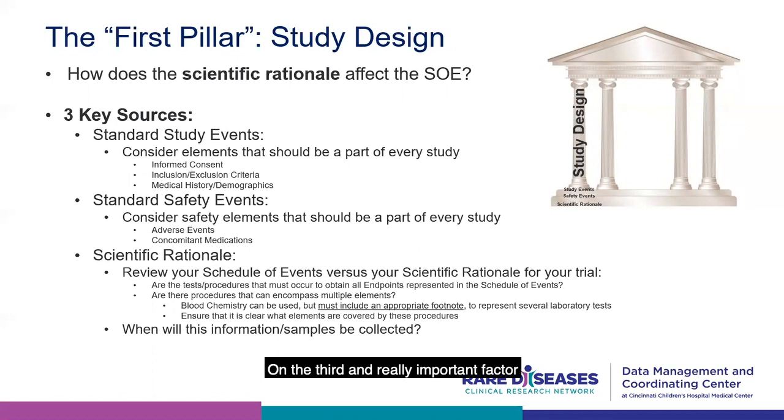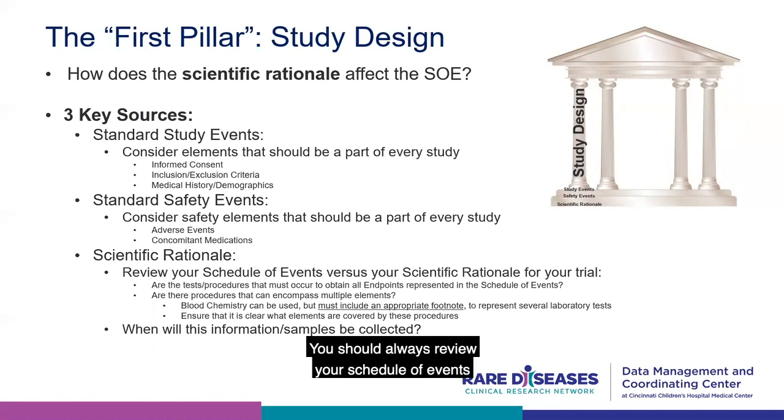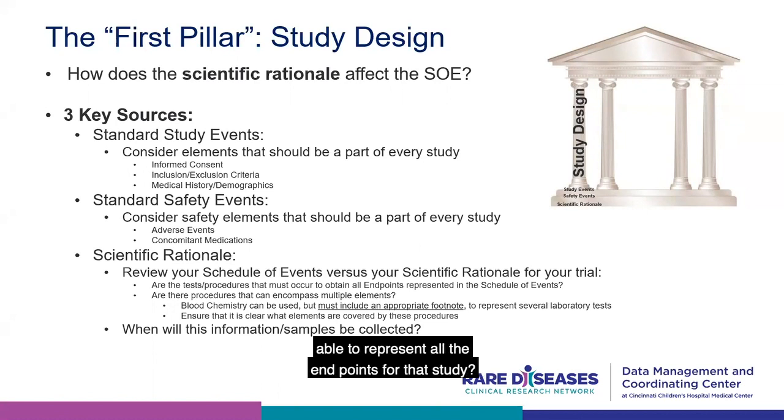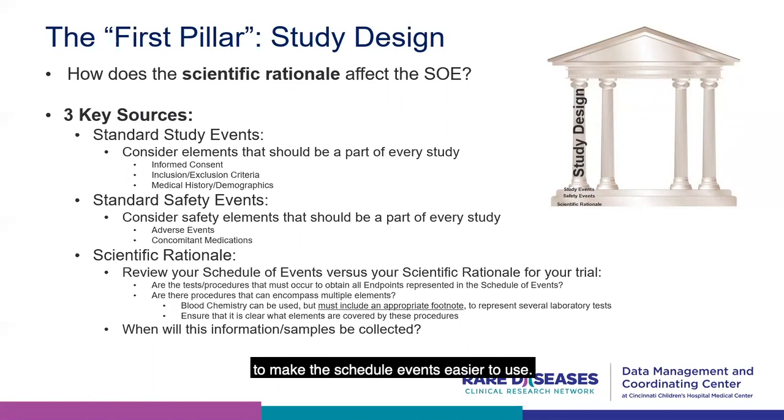And the third, and really an important factor, is the scientific rationale itself. You should always review your schedule of events versus scientific rationale for that trial. Are the tests and procedures that are listed in the schedule of events able to represent all the endpoints for that study? If you look at the schedule of events, can you actually answer and obtain the data you need to address your endpoints? But at the same time, you want to look at them to make the schedule of events easier to use.